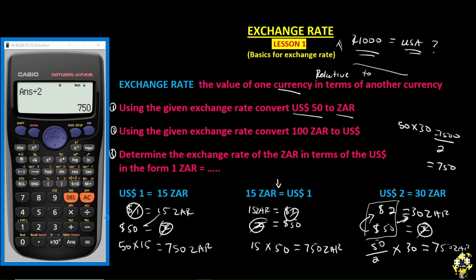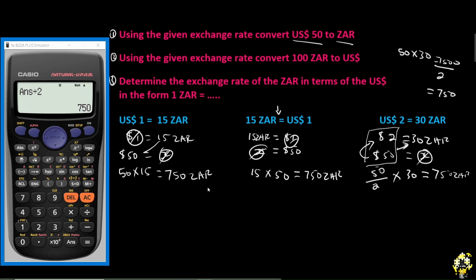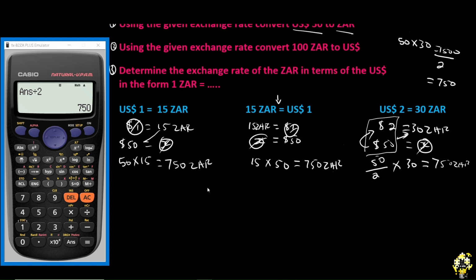But because it's you, you know yourself. Let's do number 2. Let's use a different color for number 2. So quickly, using the given exchange rate, convert 100 South African rands to US dollars.